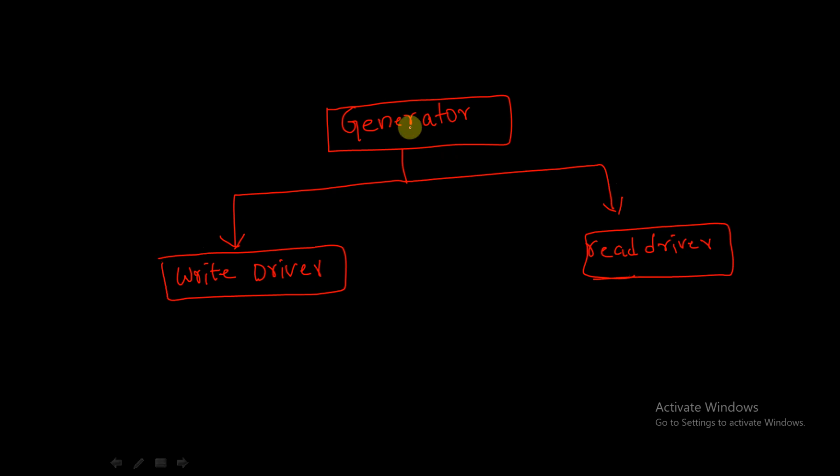This generator class will send the data to the write driver and read driver, but it is not going to send the data pin by pin, or individual data. What the generator class is going to do is send the whole object. This object will consist of all the variables which are required for the write driver and all the variables which are required for the read driver.